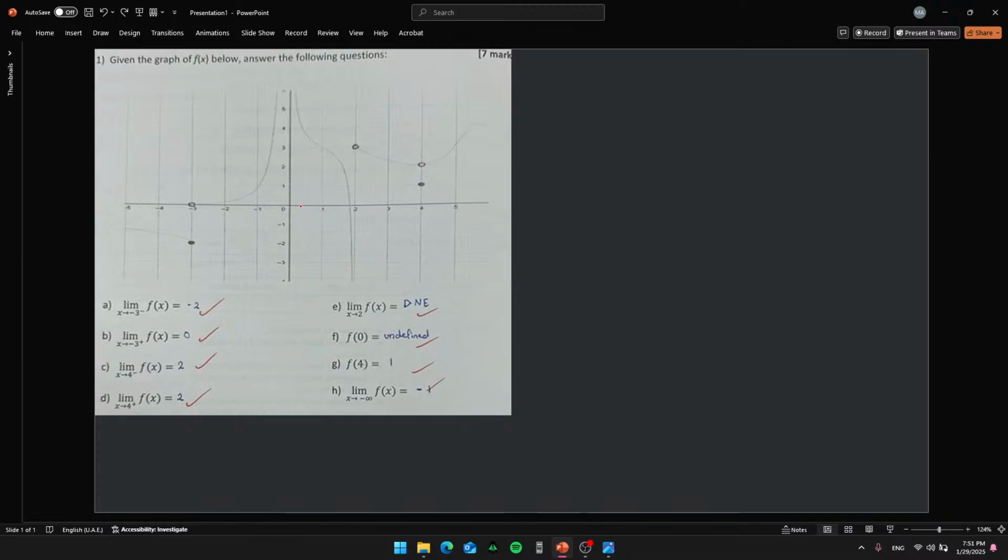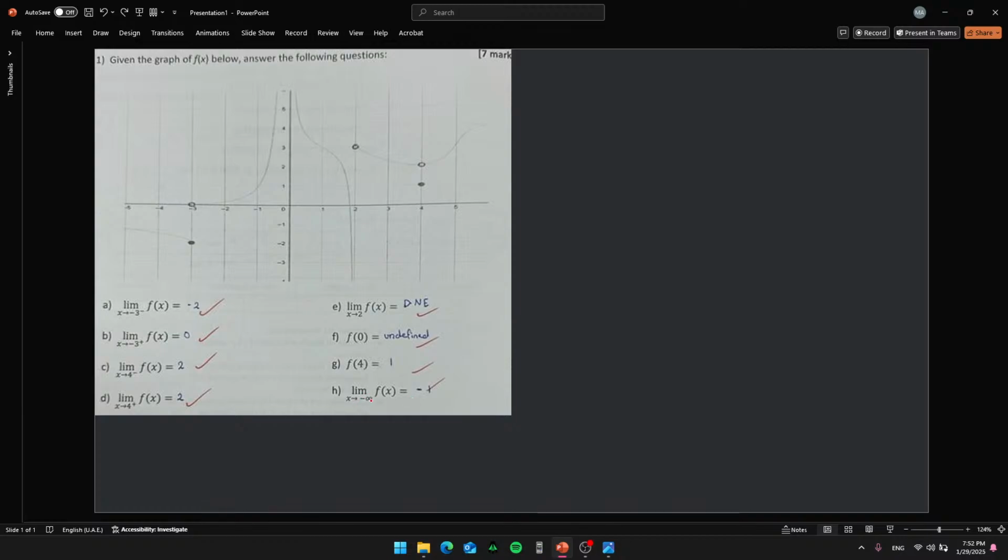F at 0: there is no such value at 0, so it's undefined. Like no point here. If there were a point, we'd say f at 0 equals 2, but there is no point on the graph, so it's undefined. F at 4, it's this closed point, so y equals 1.